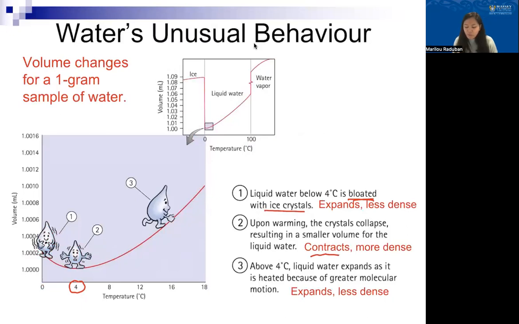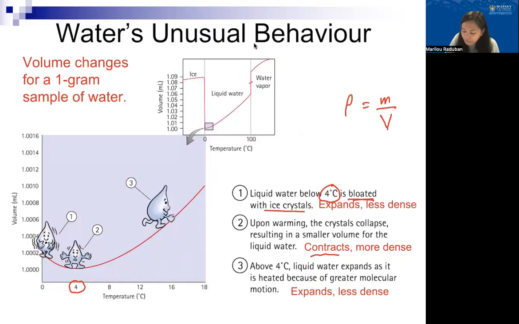Right. So 4 degrees Celsius is just the special temperature where our ice crystals start to form, and ice crystals bloat the water as it turns into ice, and that's why the water starts to expand when you have ice there. If we look at the density, right, density was defined as mass over volume.